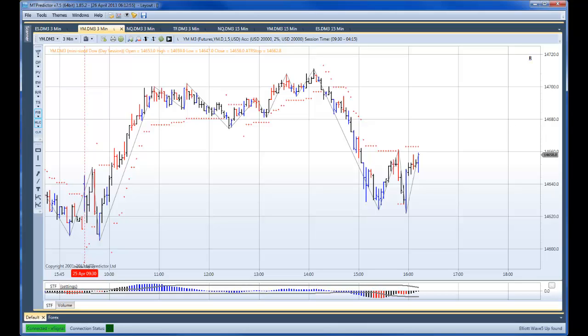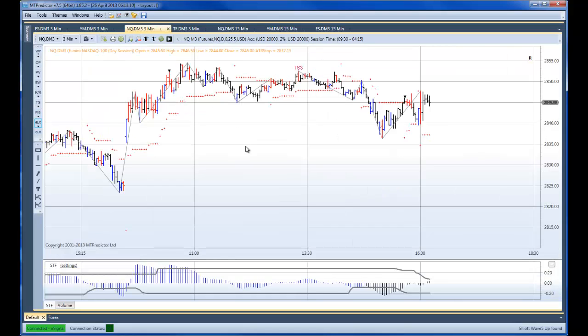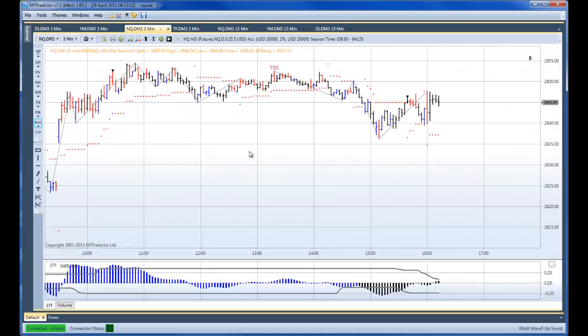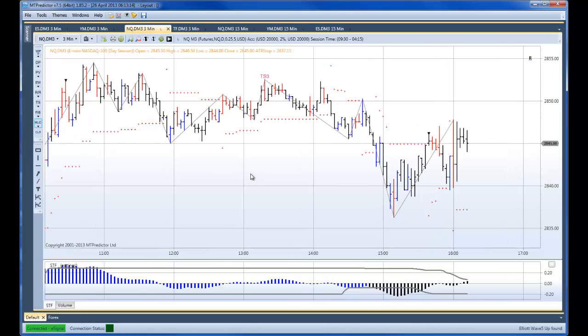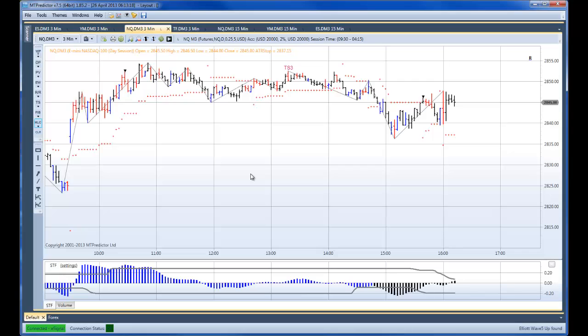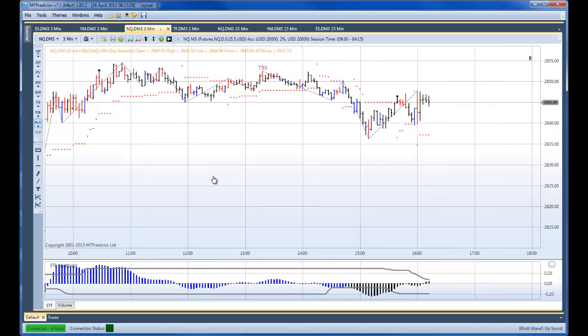In today's video I'd like to look at some advanced analysis on the USE minis using the larger degree time frame charts. So let's see what I mean about this. If you're trading 3 and 5 minute charts, we look to the large degree time frame, in other words the 15-minute charts, for our trend direction. Now this is a good example of this on the NQ.